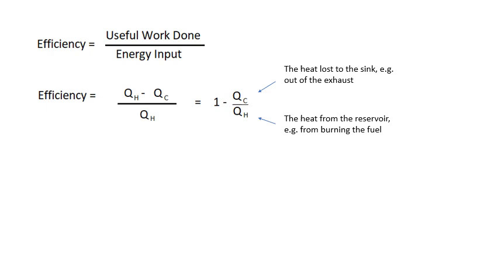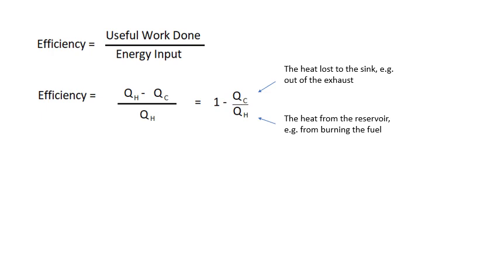Here we're deriving the expression for the maximum efficiency. So it's useful divided by input. So QH minus QC, which is, we said, the work done, divided by QH. And so we get this expression here.